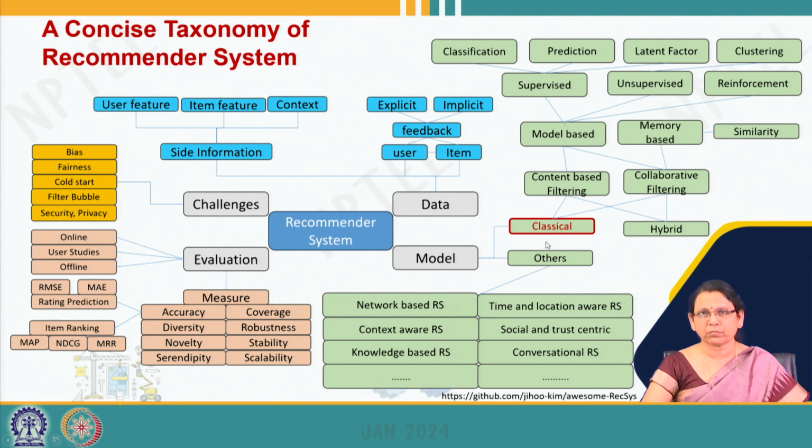Besides these classical approaches, which in general can be combined to generate many hybrid approaches, we also have various other kinds of recommender systems like network based recommender systems, time and location aware recommender systems, context aware recommender systems, social and trust centric recommender systems, and so on.